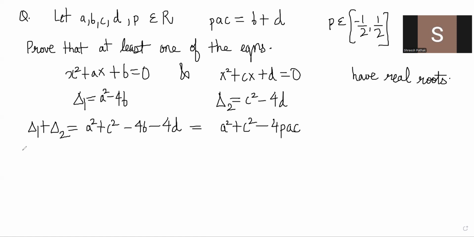How can we assume that? We don't know. We assume that. So a square plus c square is greater than 4 p a c. That is an assumption. How can we prove it by assuming? Sir, because we don't get any kind of contradiction. That's not a proof. You have already assumed the thing that you need to prove. So is that an error? Obviously, how can you prove something by assuming that it is true?